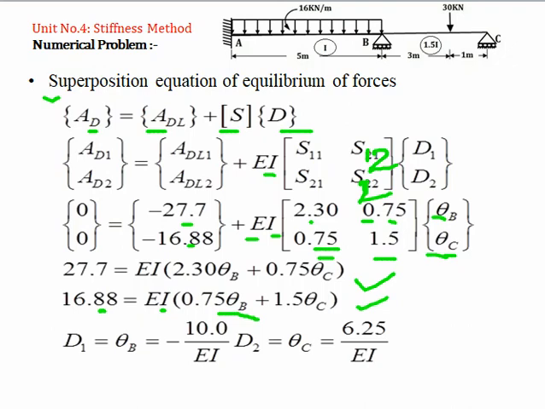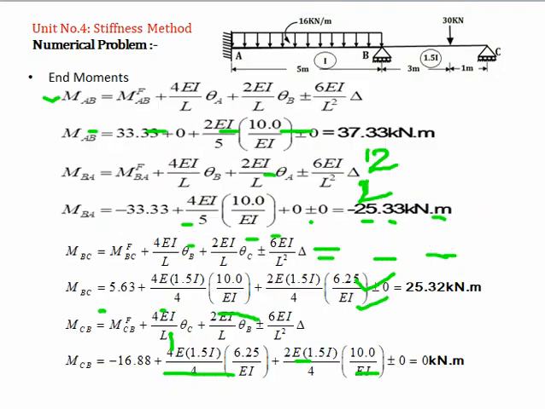So after solving these two equations, we will get theta B as 10 divided by EI, and D2, that means theta C, we will get 6.25 by EI. Okay, then use this equation to find out the end moment from the slope deflection equation.